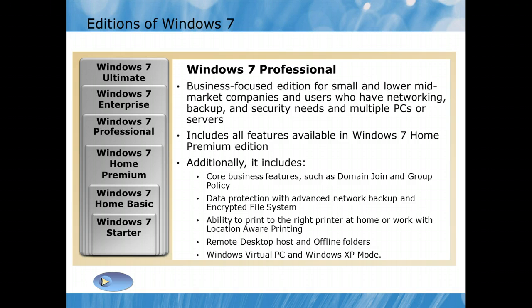When we go to the Professional, business-focused core business features such as domain join and group policy. So now we can make these a member of a Windows Active Directory domain. Protection of network backup and Encrypted File System. We can now encrypt files on the machine. Ability to print to the right printer in a home network with location-aware printing, remote desktop host and offline folders. Remote desktop host means that I can now connect remotely to it, not just from it. So this is the first one that you could actually manage remotely.